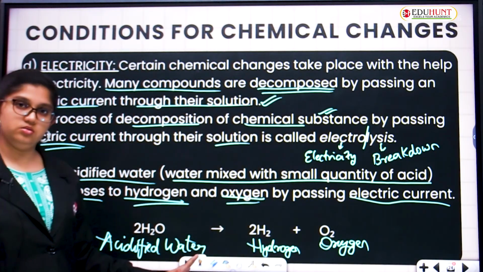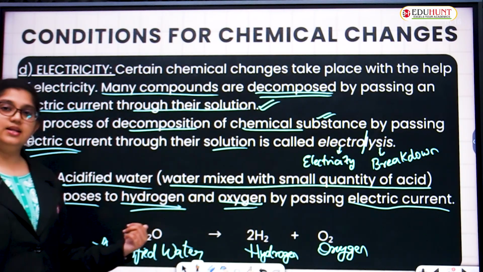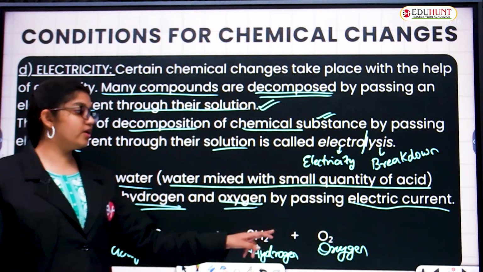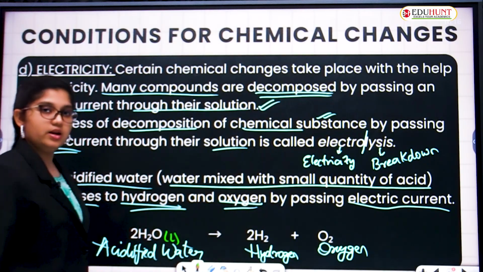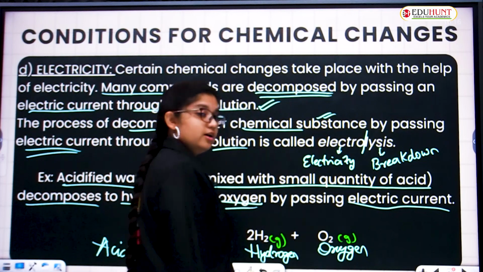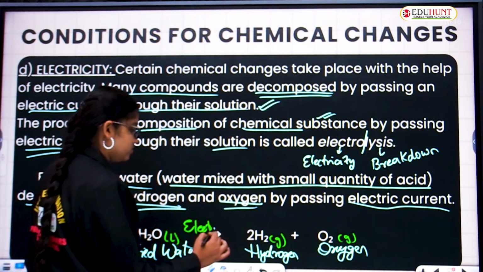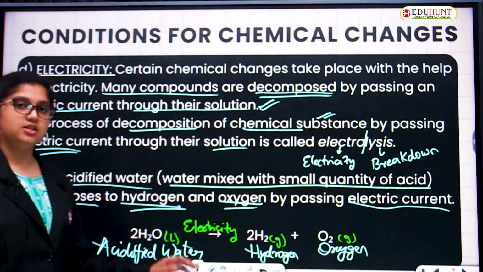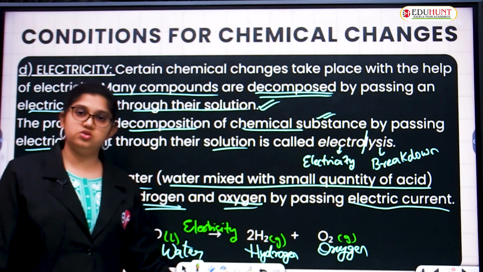So acidified water gives rise to hydrogen and oxygen. Acidified water is liquid in state, whereas hydrogen and oxygen are in gaseous states. Do you know that? How is water? In liquid state. Hydrogen is in gaseous state and oxygen is also gaseous. In the presence of electricity, this is the reaction. With the help of electricity, this acidified water decomposes into hydrogen and oxygen separately.